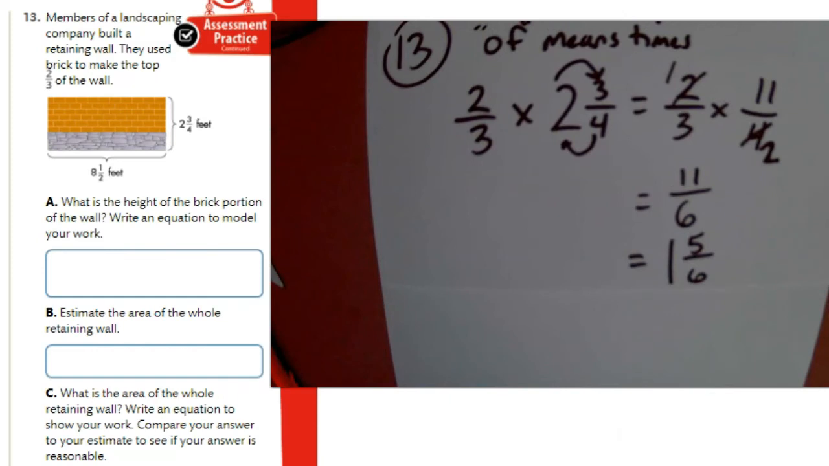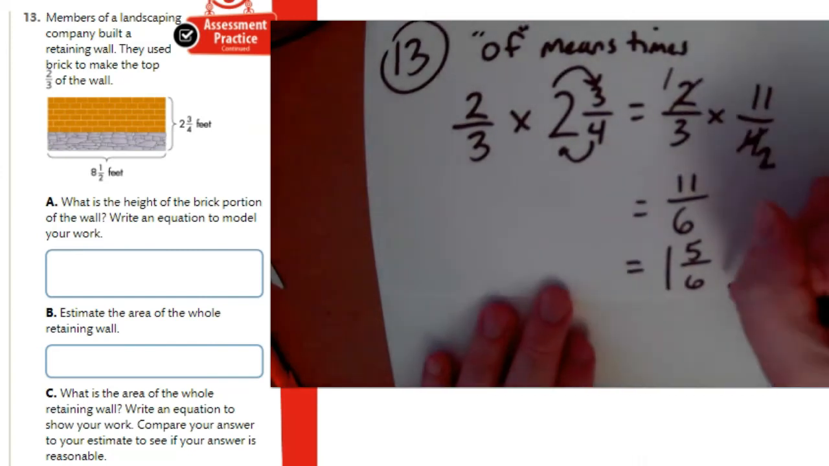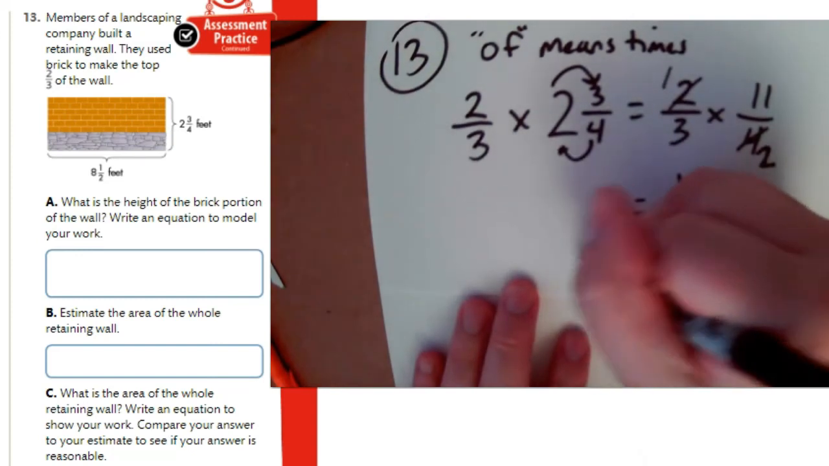Now, I didn't really do a good job here of showing this one because I just went right to the problem. But let's look at letters A, B, and C here. Letter A says, what is the height of the brick portion of the wall? Well, there's the height, 1 5/6 feet. So I guess we can call that letter A.